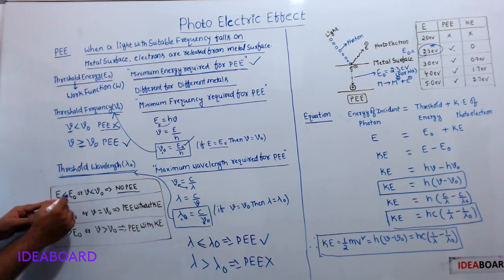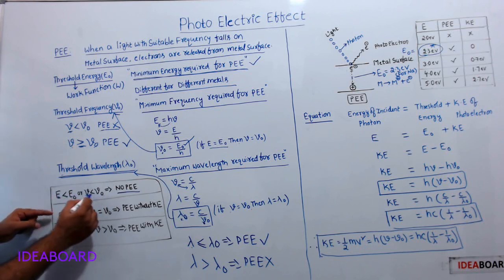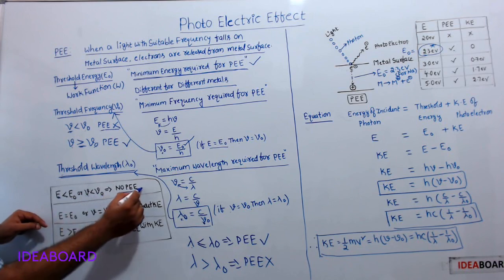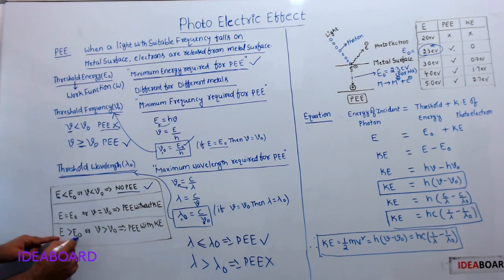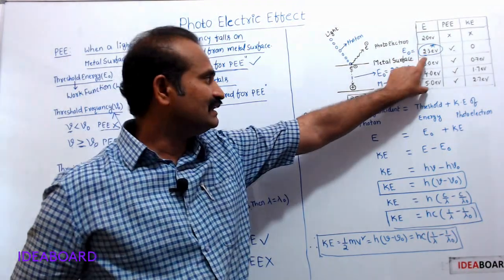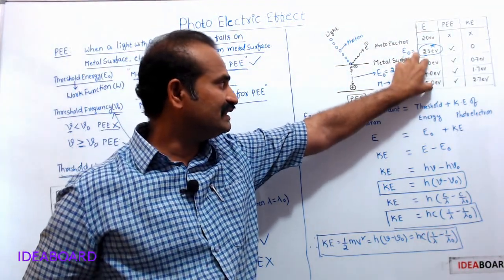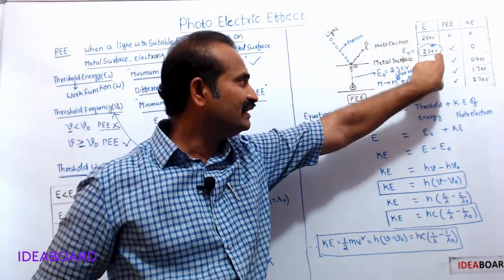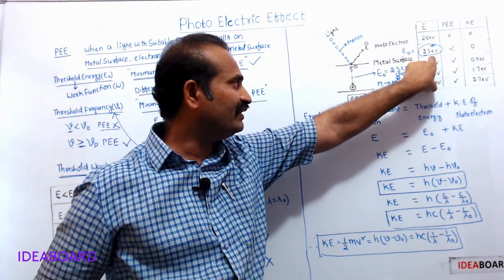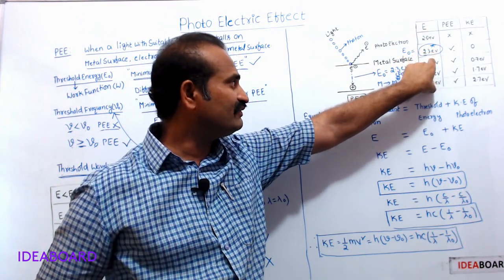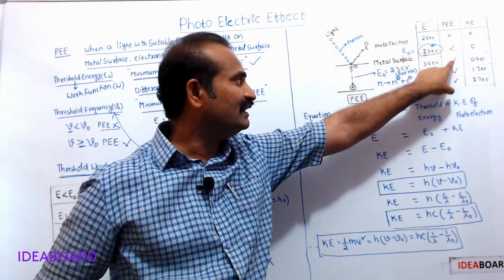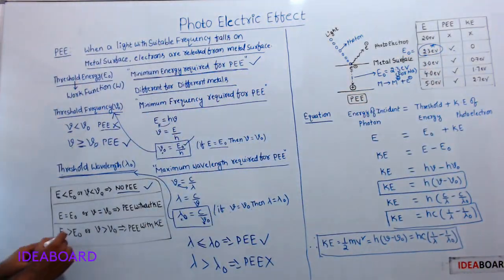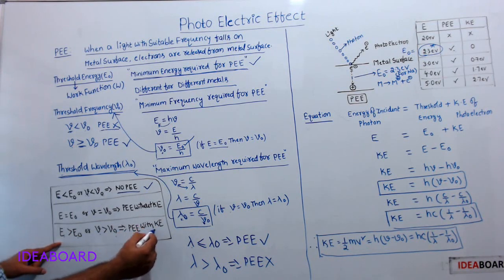Energy and frequency are directly proportional. That's why instead of E, nu, and instead of E naught, nu naught. If nu is less than nu naught, no photoelectric effect. Okay. E greater than E naught, like this. These are the energies of incident photons. These are more than E naught. If energy of incident photon is more than E naught, then photoelectric effect takes place. Therefore, if E is greater than E naught, or nu greater than nu naught, photoelectric effect takes place.